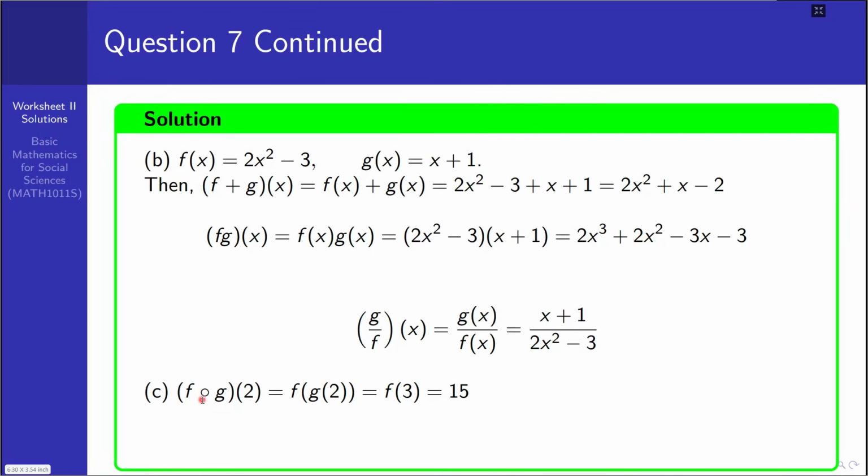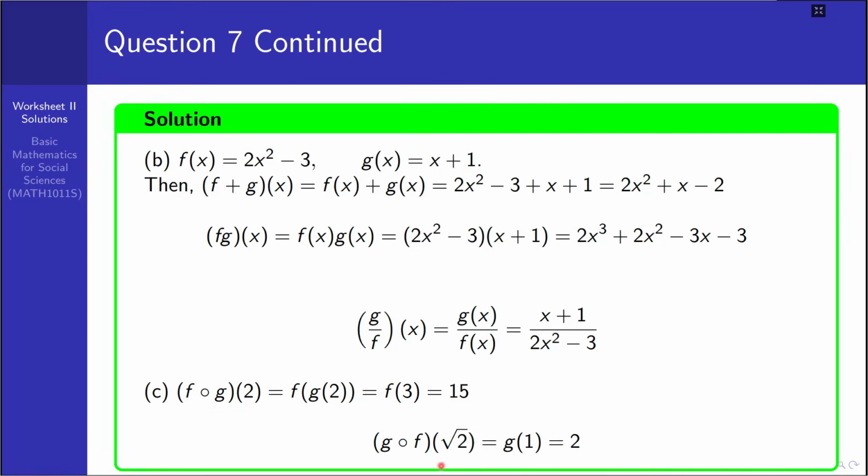And next one, that is f composite of g of 2. f composite of g of 2, by definition, is f of g of 2. But what is g of 2 here? g of 2 is 3, so f of g of 2 is equal to f of 3, but f of 3 is this one, that's 15.